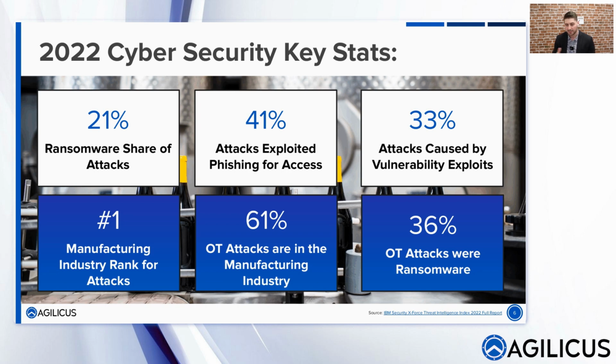With manufacturing specifically on the bottom line here, it ranks number 1 for cyber attacks. It is the prime target. And 61% of all operational technology attacks live within the manufacturing industry. Of those 61%, 36 were ransomware, which is disproportionately higher than others. And when it comes down to it, it's clear that changes need to be made. New security measures need to be implemented.